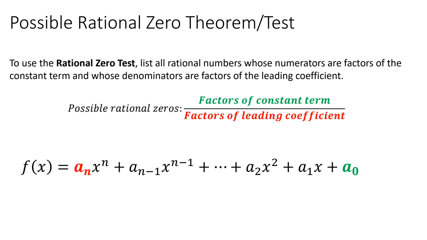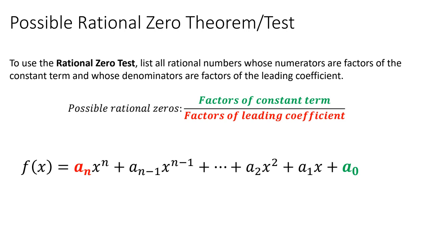And this is a test. So when we apply the rational zero test, it could possibly give us all of the zeros, one of the zeros, or none of the zeros. It's just a test. It also helps us not to try random numbers at random. We want to limit our possibilities of finding the zeros. So that's where this comes from.